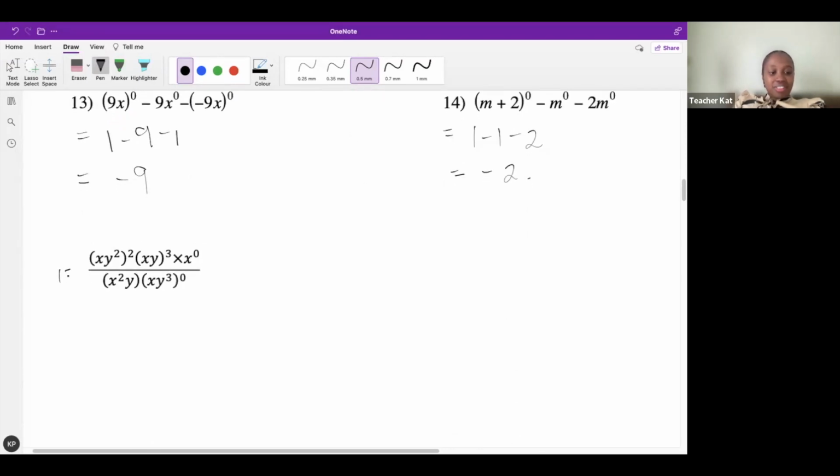Now, this is number 15. This has a couple of concepts that we have already done, so let's get going. Is there anything inside the brackets that I can simplify? It's all right, Jason, welcome. What can I simplify inside the brackets, guys? There isn't, right? There isn't anything we can do inside the brackets. xy squared is just xy squared. There's nothing much we can do.